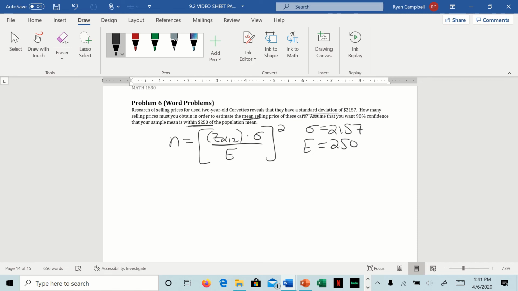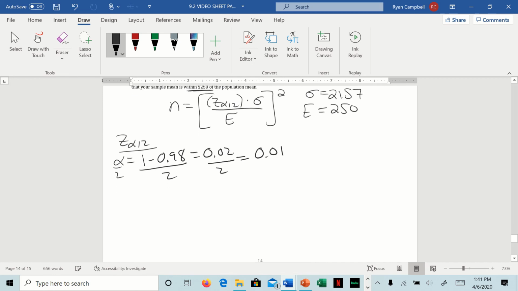Then we have to figure out what our critical value is. For the critical value, alpha is going to be 1 minus 0.98, which is 0.02. But we don't care about alpha, we care about alpha over 2, so divide everything by 2. So you want to figure out the critical value of 0.01. That means we want the top 1%, which is the same as the bottom 99%.